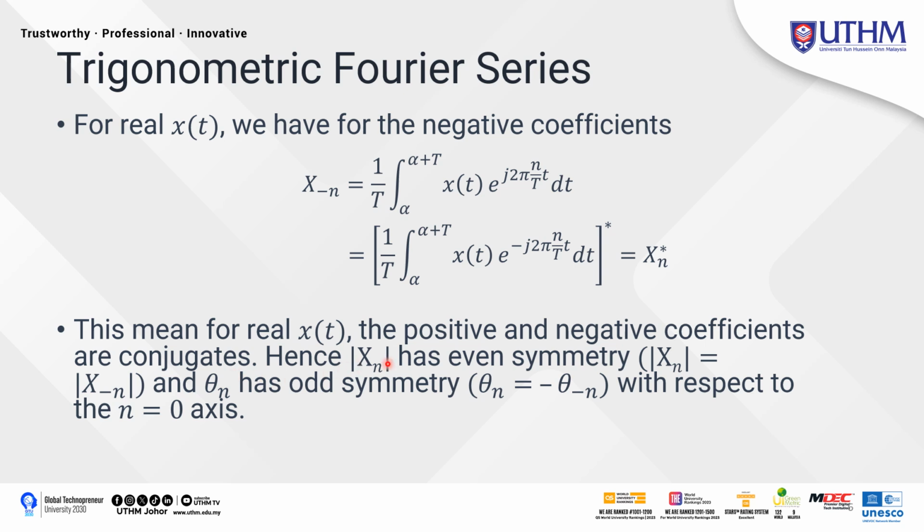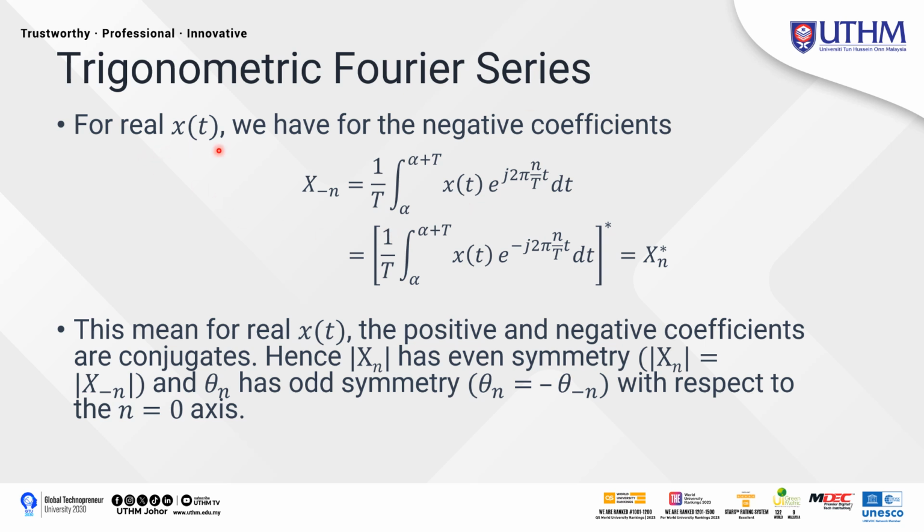Besides, this is even symmetric in magnitude. So the magnitude of these coefficients is the same for both positive and negative frequency. So the modulus of xn equals the modulus of x negative n. However, this is odd symmetry in phase. This means that if the angle for the positive frequency is theta n, then the angle for the negative frequency is the opposite, negative theta n. All right.